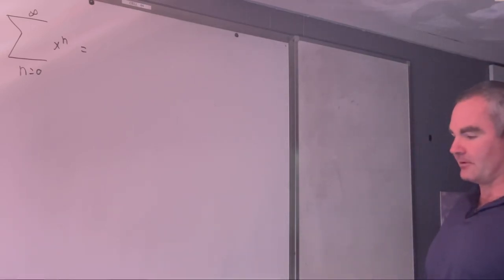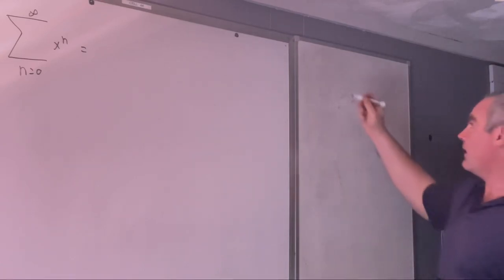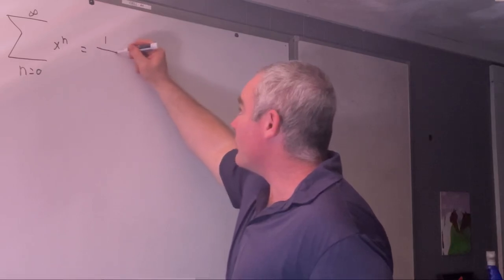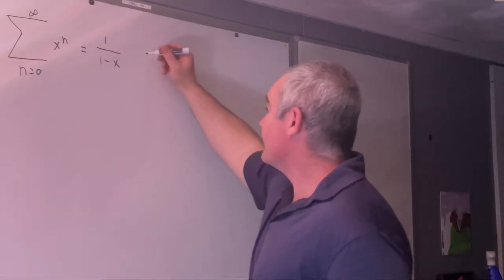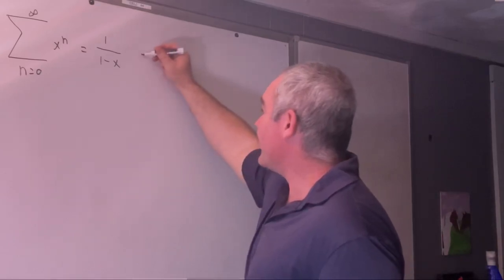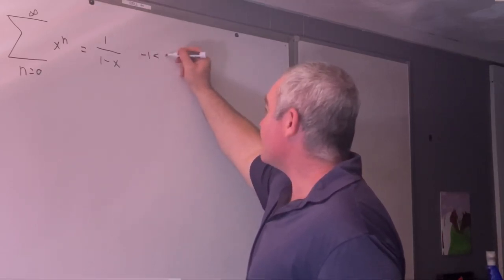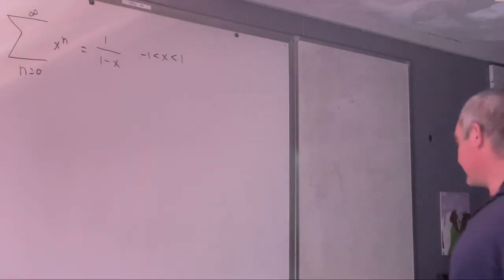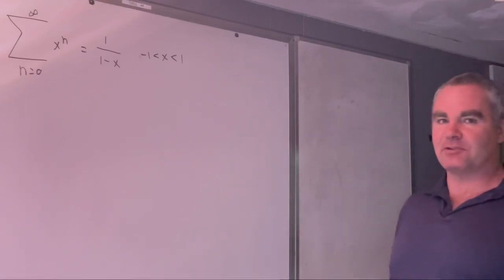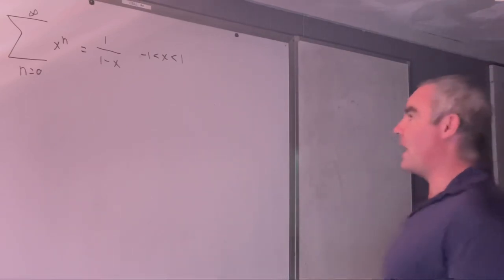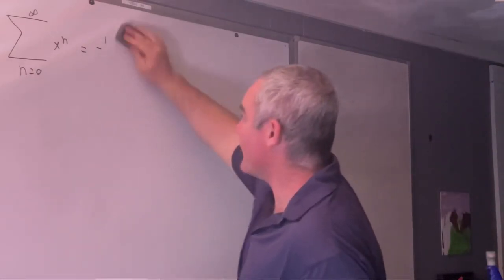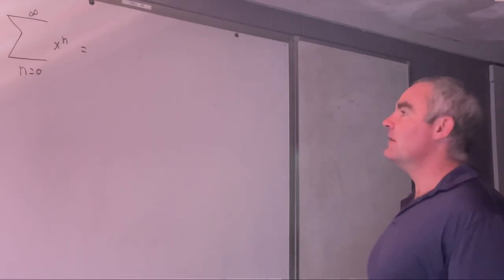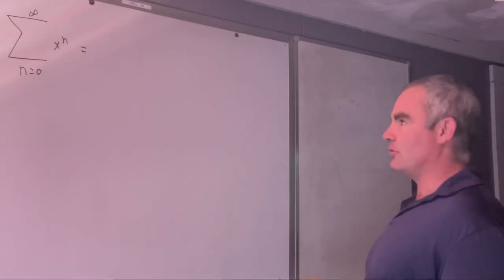And the thing that we're taking for granted in this video is that this sum right here converges to 1 over 1 minus x for negative 1 less than x less than 1. And I'm going to be showing that today, or at least just trying to give you an intuitive reason for why that's true. It's not going to be a rigorous mathematical proof. I don't ever do that kind of stuff on this channel. I just want to show you why it should be true.